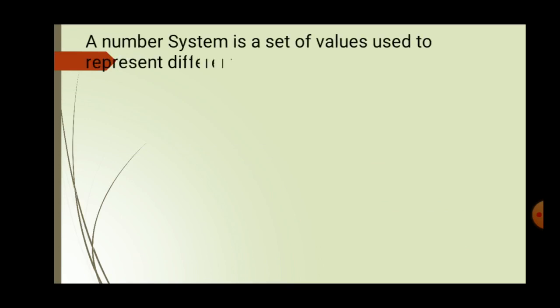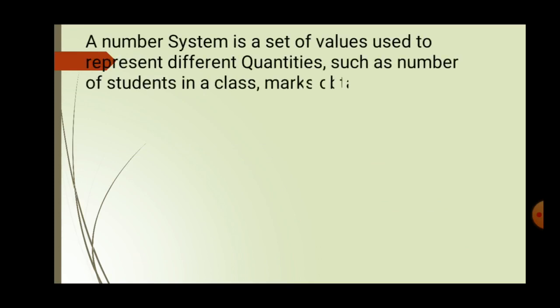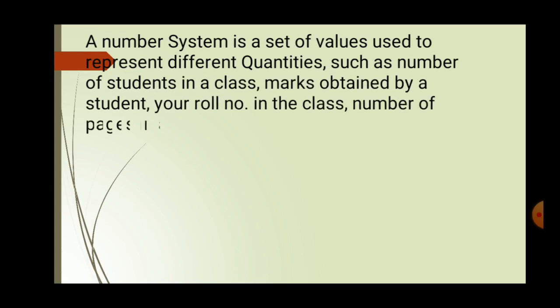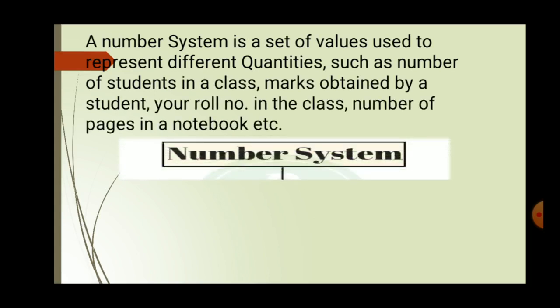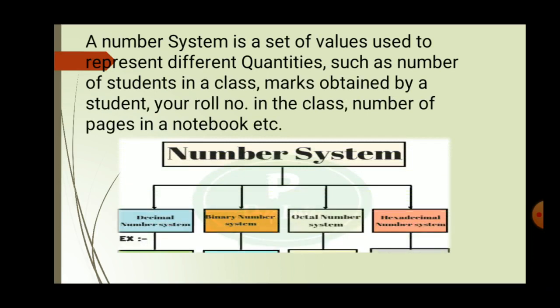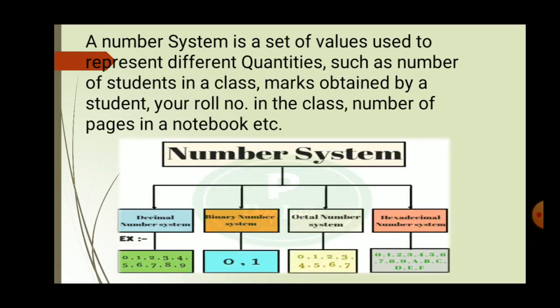a set of values used to represent different quantities such as number of students in a class, marks obtained by a student, your roll number in the class, your age, your phone number, your marks obtained in any particular subject, your report card, everything. Wherever you find a number, that is due to a number system. The number systems are different in human beings and in electronic devices.